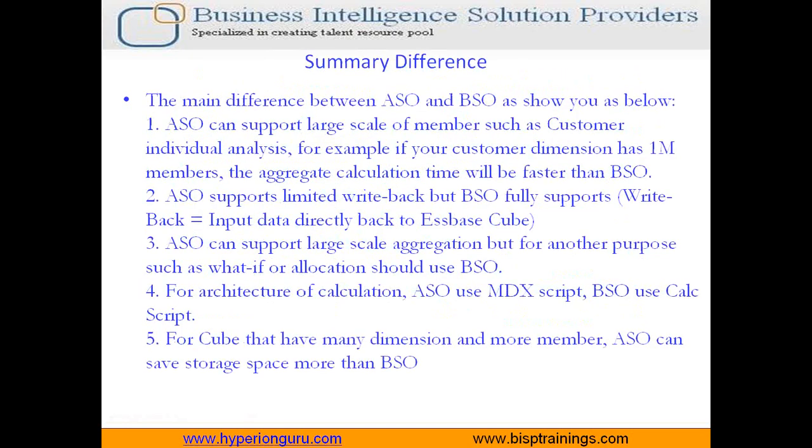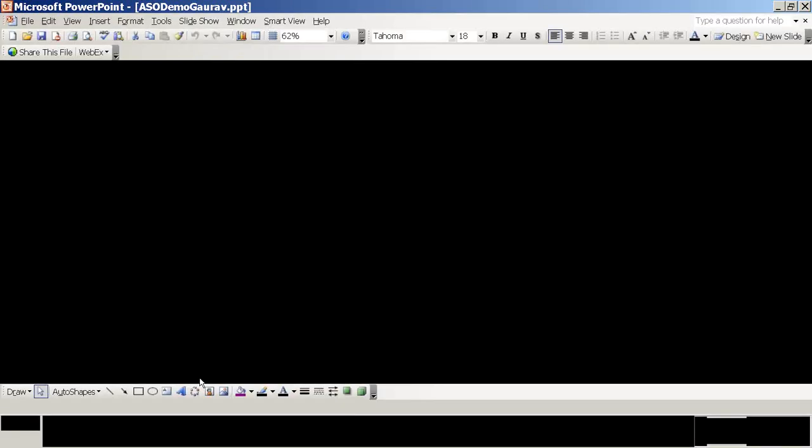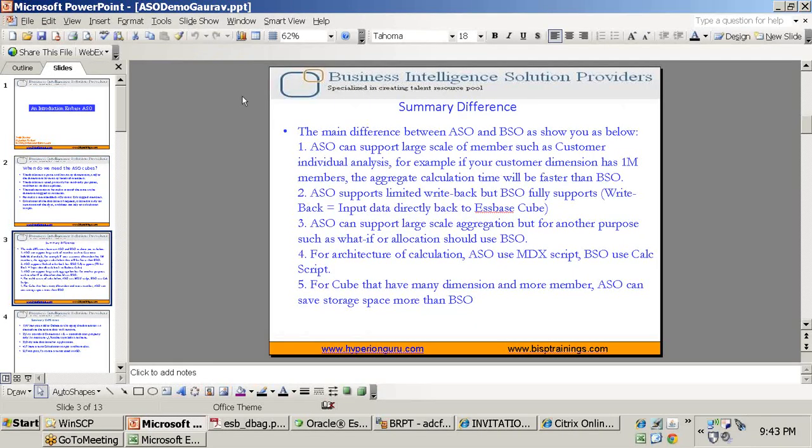So I'm continuing with the summary. The main difference between ASO and BSO, as shown below, ASO can support large scale of members such as customer individual analysis. For example, if your customer dimension has 1 million members, the aggregate storage member will be faster than BSO. That is the purpose of the ASO.